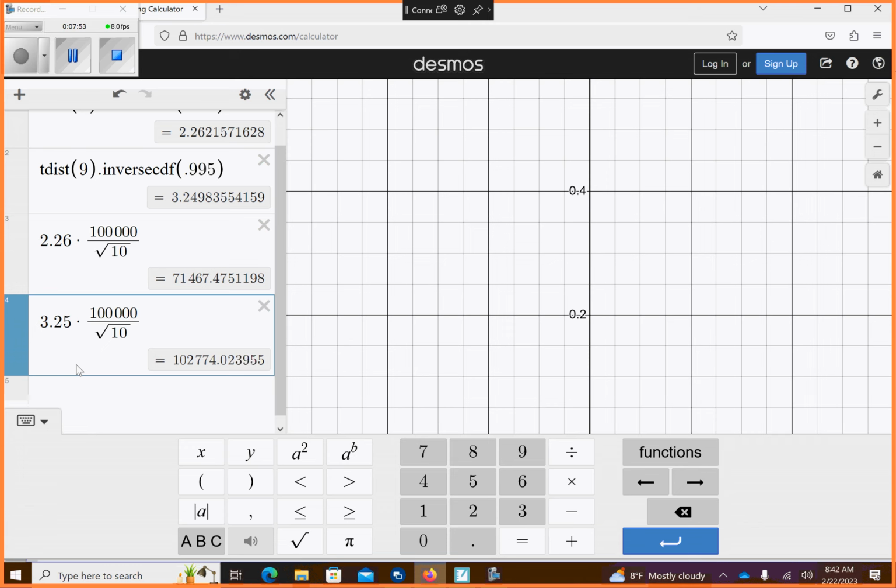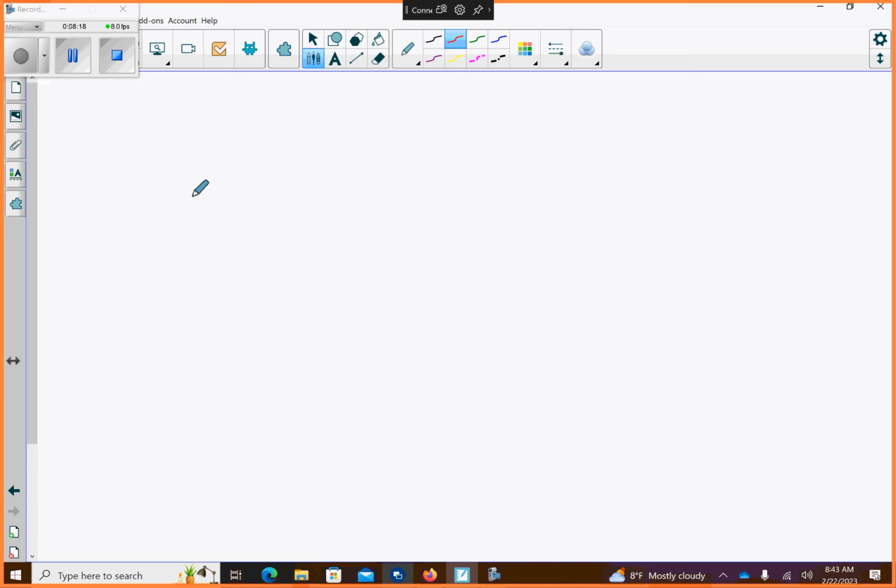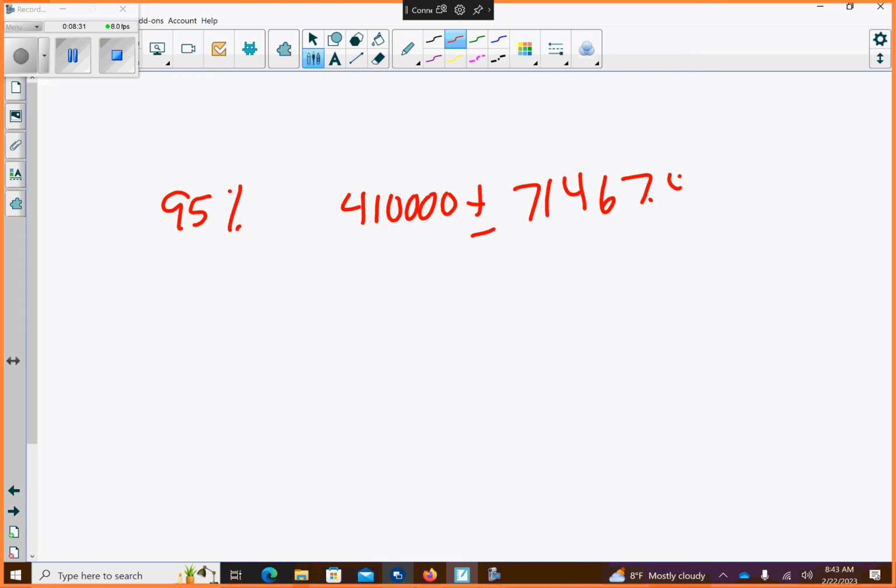All right, so I can do with both of those. So we know that for the 95% confident, we're going to go 410,000 plus or minus 71467.48. And my 99% is going to be 410,000 plus or minus 102,774.02. And we can do the math.